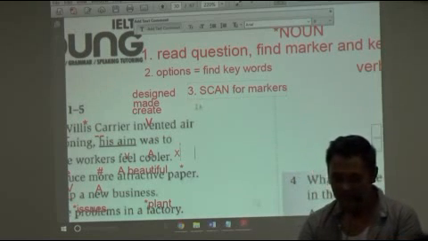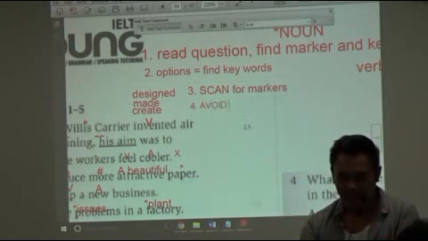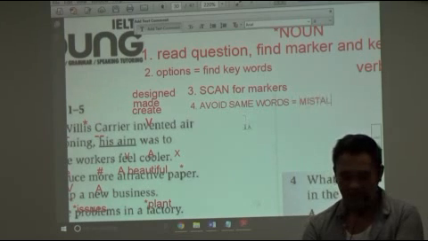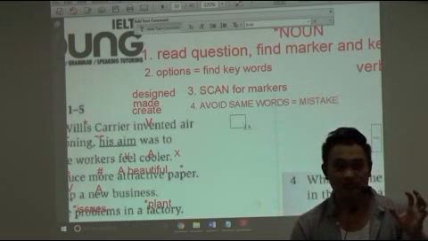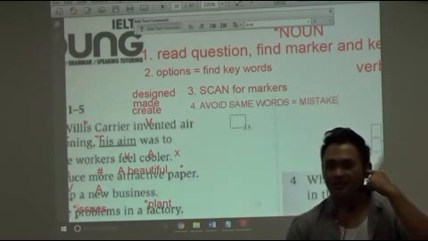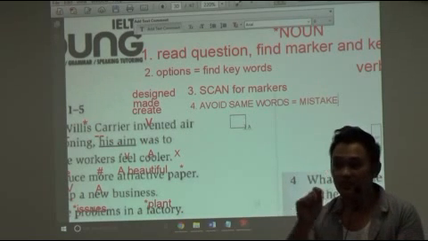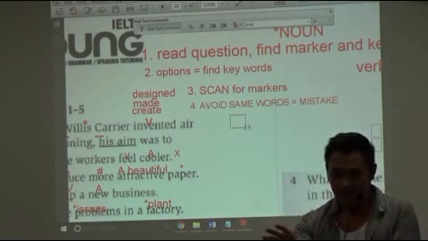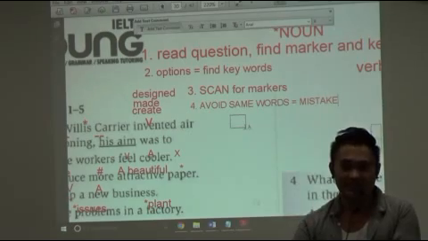The last thing, my advice to you is this. Always avoid the same words. Why? Because they will give you a mistake. In the listening rule, do you remember in listening? Same word, X. Do you remember that skill? In reading multiple choice, if you see the word from the passage and the option, that is not the answer. Right.